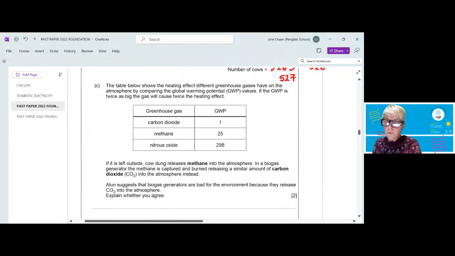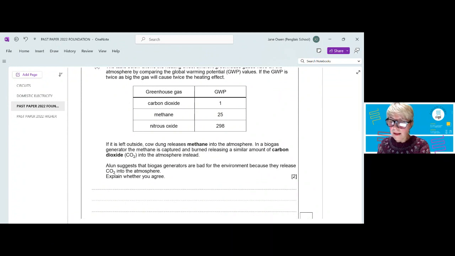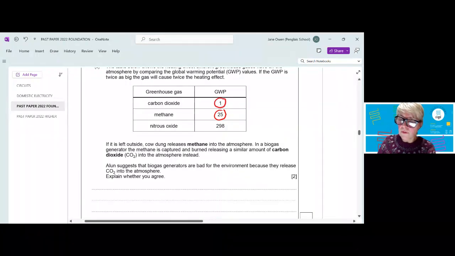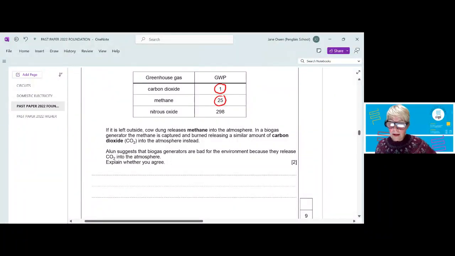If the global warming potential, GWP, is twice as big, the gas will cause twice the heating effect. If it's left outside, the cow dung releases methane into the atmosphere. Okay, and methane gives you a GWP of 25. In a biogas generator, the methane is captured and burned, releasing a similar amount of carbon dioxide into the atmosphere instead. And look at this, carbon dioxide only gives you 1 GWP. Now, Alan suggests that biogas generators are bad for the environment because they release CO2 into the atmosphere.